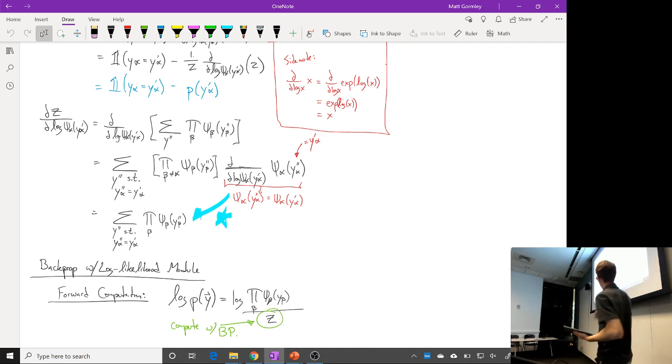Okay, but at the end, what do you get? You just get a single number, right? This is just a real valued number that you return from the forward computation. Okay, so what does the backward computation look like? What I mean here is the backward part of the backprop, right? You need to compute the derivative of log p of y with respect to the log of psi alpha of y prime alpha.